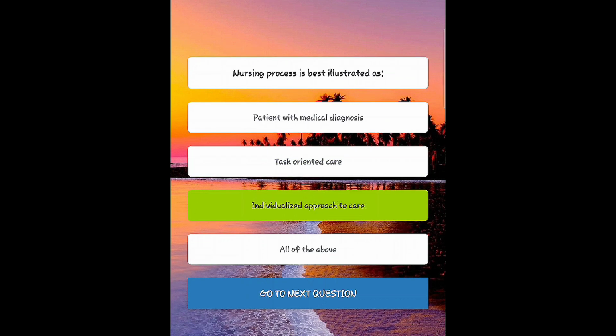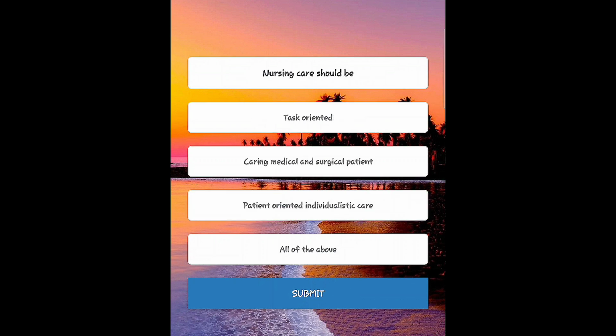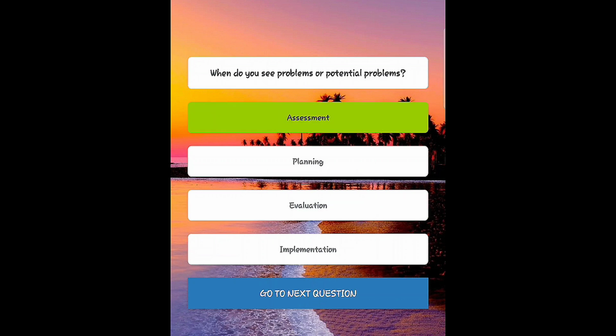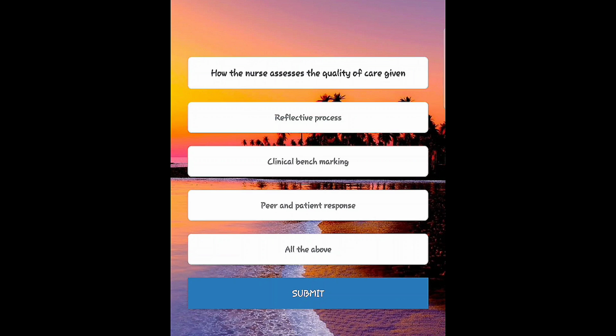Yes, nursing care should be caring for medical and surgical patients. It should be patient-oriented, individualistic care. When do you see problems or potential problems? That should be assessment. How does the nurse assess the quality of care? That should be, I think, all of the above.